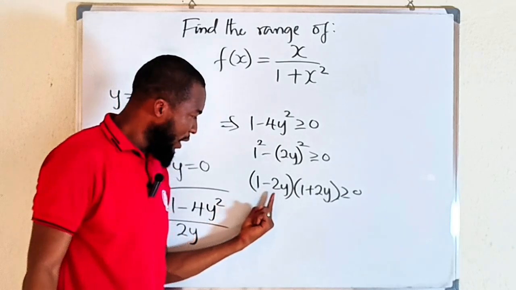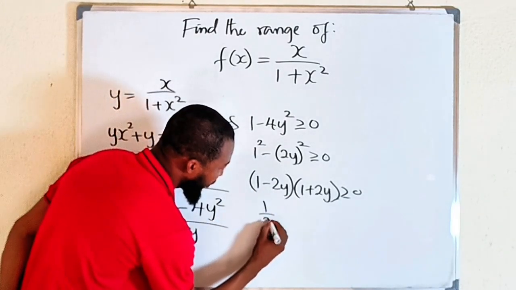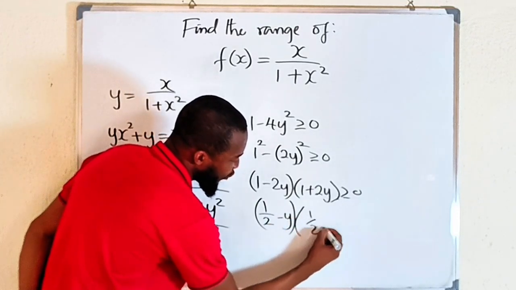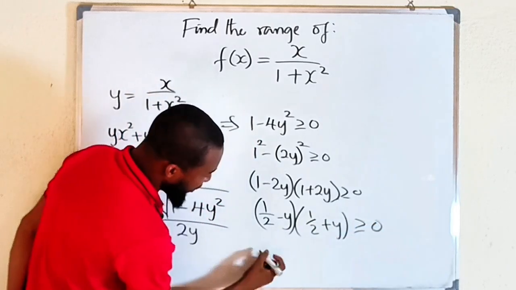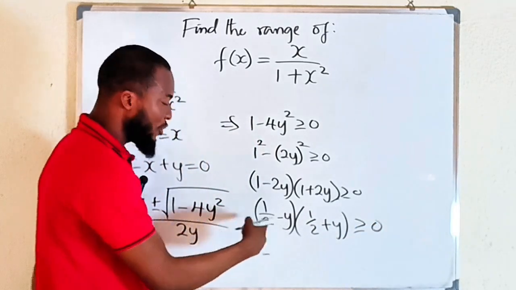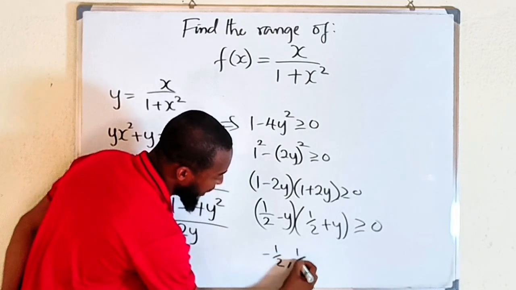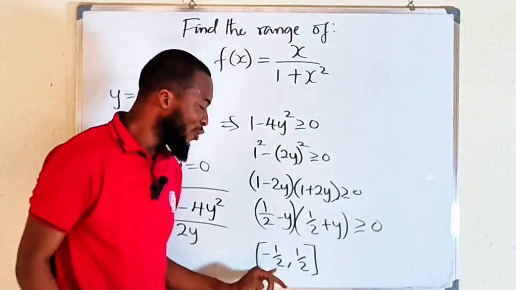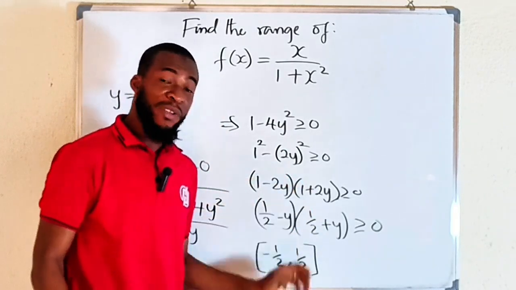From here, I think we can divide both sides by 2. So this becomes 1 over 2 minus y times 1 over 2 plus y. You see that? If you assume it is an equation you solve, it will be from negative 1 over 2 to positive 1 over 2. So in either case, the range will have to be minus 1 over 2 to positive 1 over 2.